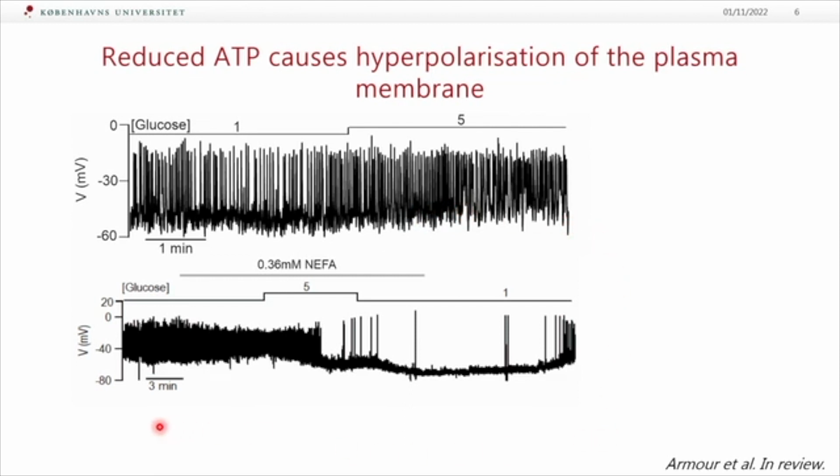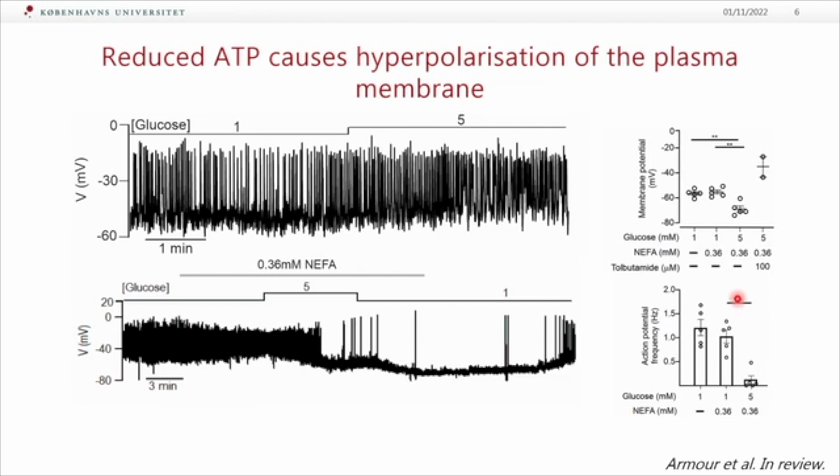However, when we look at the same glucose concentrations, but with the addition of fatty acids, while we didn't see any differences in either membrane potential or action potential frequency between 1 millimolar glucose and 1 with the addition of fatty acids, we actually saw that in 5 millimolar glucose, it seems that the membrane hyperpolarizes. And when we add tolbutamide, which is an inhibitor of the KATP channels, we saw a slight depolarization of the membrane, suggesting the potential involvement of the KATP channels in this mechanism.